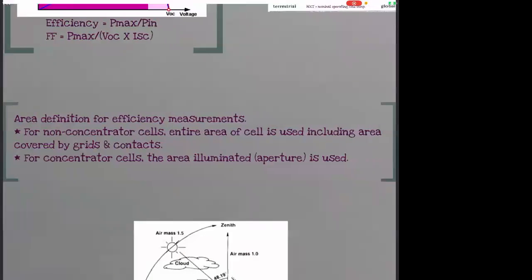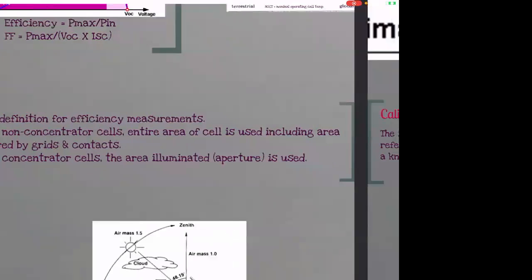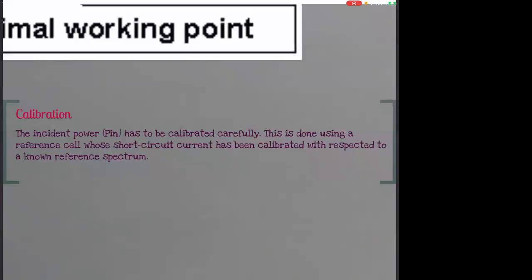The area definition is actually quite important for efficiency measurements, because company A might say they have an efficiency of 25%, and company B might say they have an efficiency of 21%. But if they're measuring it two different ways, then these cannot be compared. So we need to have a way to compare them. In the case of non-concentrated cells, typically the entire area of the cell is used, including the area covered by grids and contacts, because those are considered area of the cell. For concentrator cells, it's a bit more complicated, but typically the area illuminated by the aperture is used. In this case, spectrum is also quite important. We'll come to that shortly.